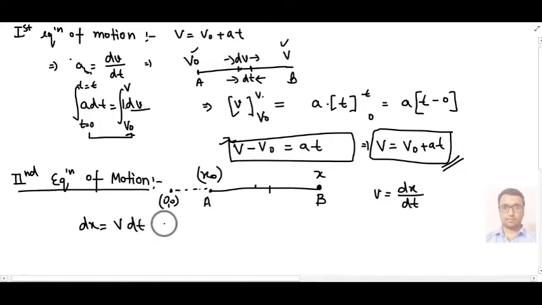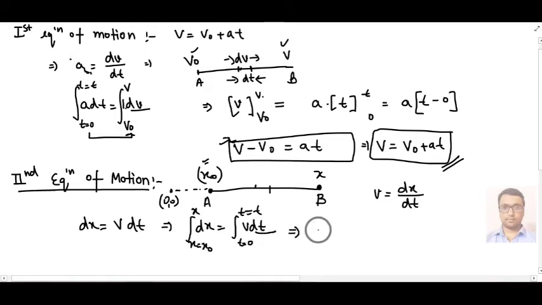Okay, and this will become integration of dx equal to integration of v dt, and the limit for time will be t equal to 0 to t equal to t. And at t equal to 0 your x is x0. You can take this point also as a reference point or origin, but here we are considering this point at a distance of x0, so the limit is x0 to x.